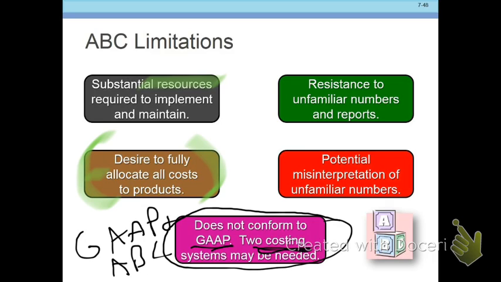There's a huge desire to fully allocate all costs. That may not be possible. Keep in mind, this is relatively new. It took off in the late 80s, early 90s, really. It was not around much before then. So it's relatively new. Older managers in particular, those in their 50s and 60s, have never seen reports like this. Younger folks probably have because of a class like this or what have you. But they're not as familiar with it as they are with the traditional systems.